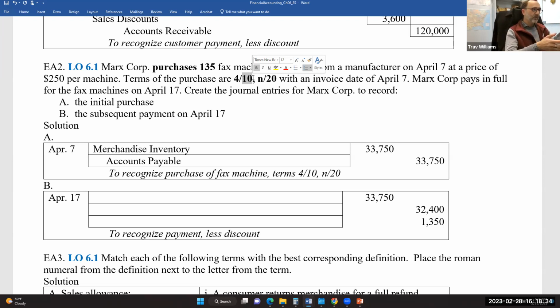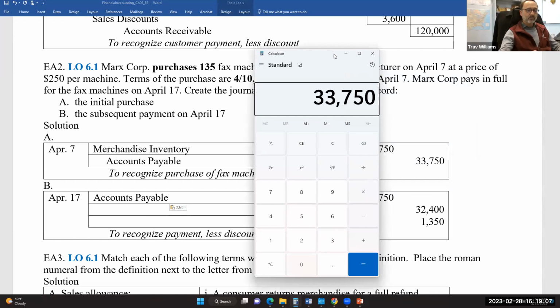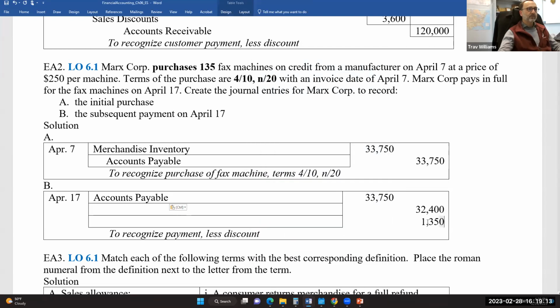So if the invoice was on the 7th, and we have 10 days to pay, we add 10 days, so that gives us till the 17th. And we paid on the 17th, so we do get a 4% discount. How do we figure out the amount of the discount? Again, we take the total that was due. That was the total accounts payable that we are paying off. We multiply that by the percentage of discount. 33,750 is how much we owe, times the 4% discount. So 1,350, that's what we see right here.